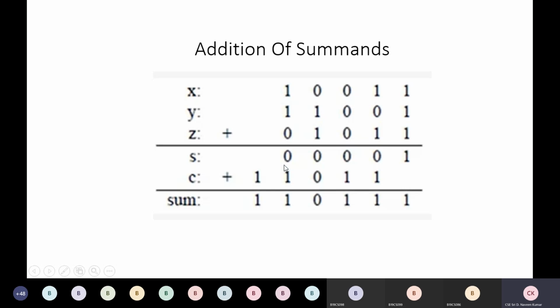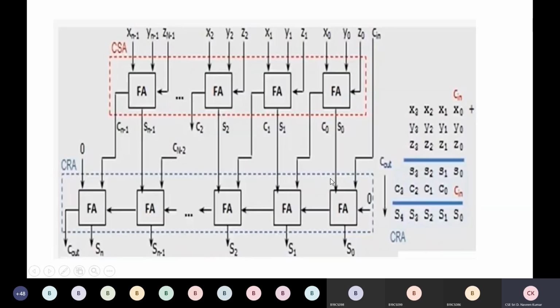and later another 3 summands we will again add in this way, and we will write their sum and their carry separately. Okay, we will see that method here, and this is a hardware implementation of carry save.